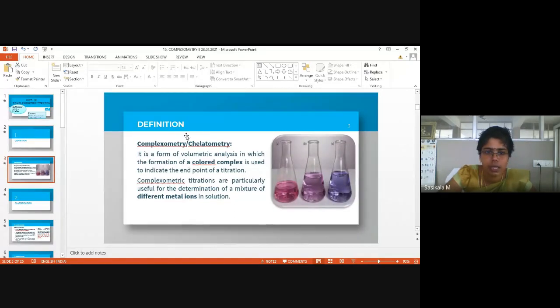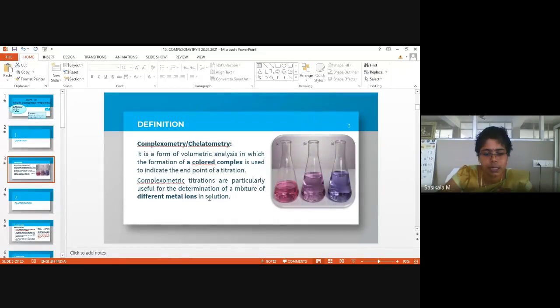Okay, that is about complexometric titration. It is nothing but a volumetric analysis. Here the formation of a colored complex occurs with the indicator, so it gives the color change. That color change represents the end point of titration. And complexometric titrations are particularly useful for the determination of mixtures of different metal ions. It is applicable for different metal ions in solution.